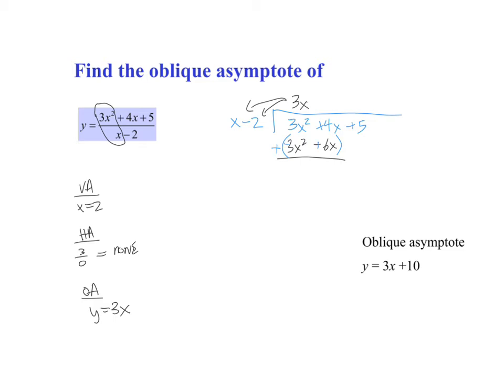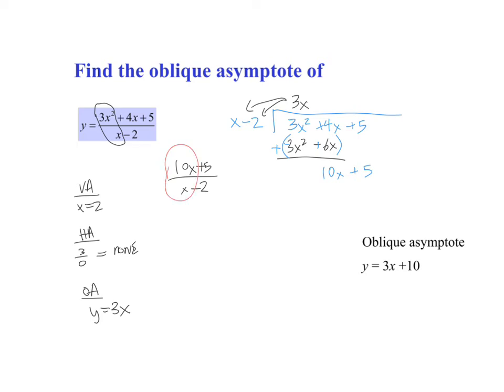So we'd have 3x squared minus 3x squared would be 0. 4 plus 6x would be 10x. And we can bring down the 5 if we're going to do the entire question. And now we start all over again. So instead of going 3x squared divided by x like we did, in this case we're going to go 10x divided by x minus 2.